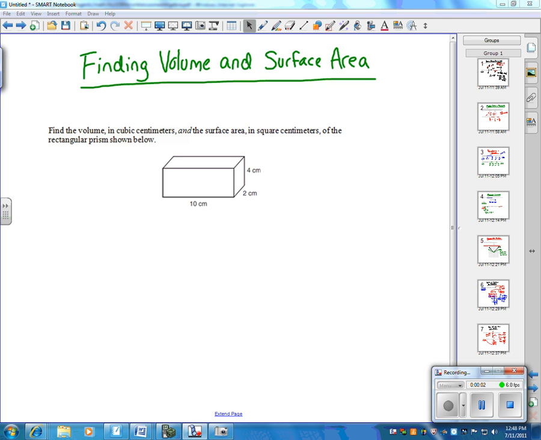We're going to talk about finding volume and surface area. Now, I believe this was a 3-point question on the Regents. They wanted you to find both volume and surface area for this shape below. So they give you the measurements, which is good. Now they want you to apply the formulas.